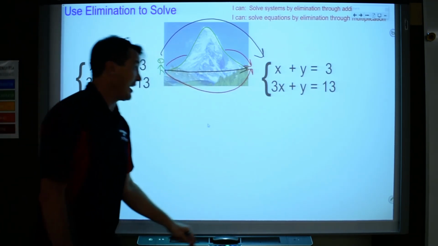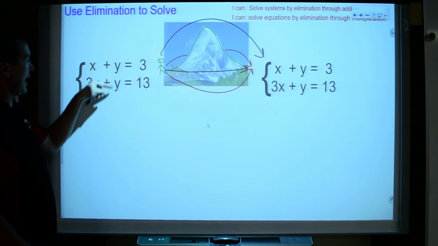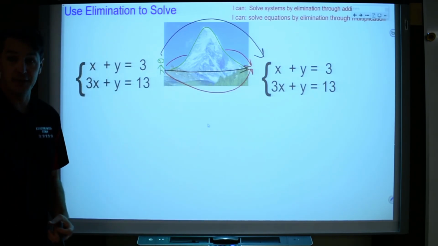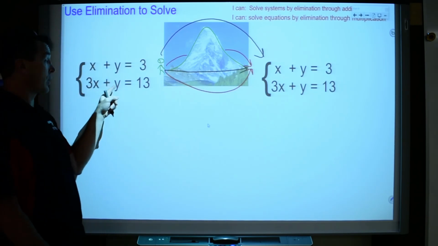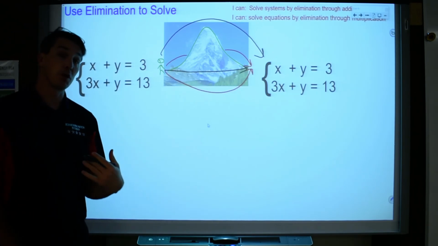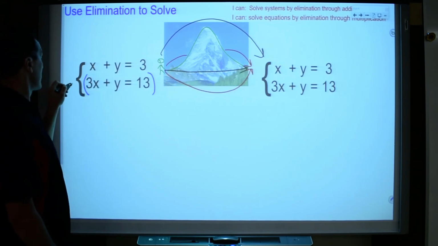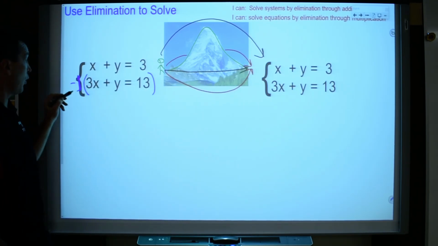Well, do I have any of my variables that are the same? And I go, oh yeah, I have two y's that are the same. So if I could make one of them negative, then I could change this problem completely. The way I'm going to make one of my y's negative, and I'll just do the bottom one, is I'm going to have to multiply by negative 1. And if I do it to one side, I have to do it to the other. So we just put parentheses around the whole thing, and I distribute negative 1 through the whole problem.